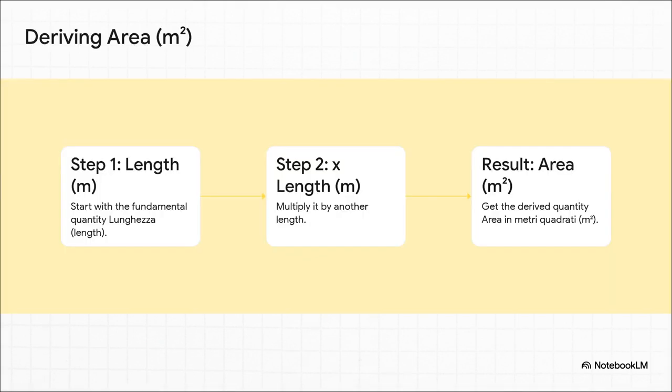Let's take a super simple example. Area. How do you get it? Well, you take a fundamental unit, length, which is in meters, and you just multiply it by another length, also in meters. What do you get? Meter times meter gives you square meters, or m squared. Boom! You've just created a brand new derived quantity.